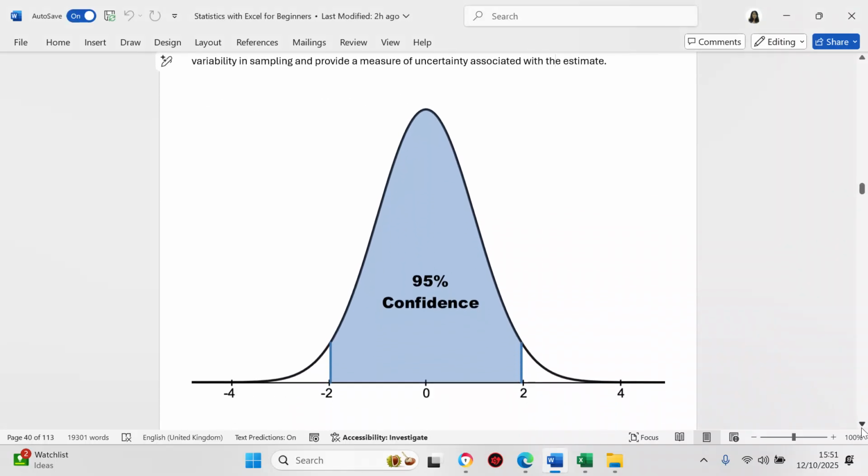So here you've got a diagram with a 95% confidence interval. 95% of the area of the distribution is colored in, so that means 95% is taken, and 2.5% on each side is not colored in. So when you have a 95% confidence interval, that means you want 47.5% on the left hand of the bell curve and 47.5% on the right hand of the bell curve.